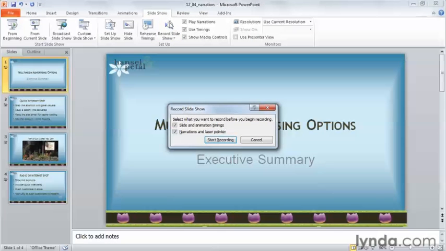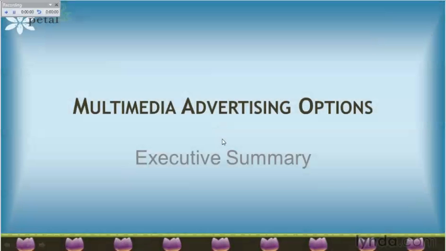A box appears giving you the option of recording the slide and animation timings, or just the narrations and laser pointer. We're going to leave both boxes checked so that we can save our final product either as a movie or as a self-running presentation. Click Start Recording to begin. Your slideshow will start, just as though you were giving it to an audience. A Rehearse Timings toolbar floats in the upper left corner.